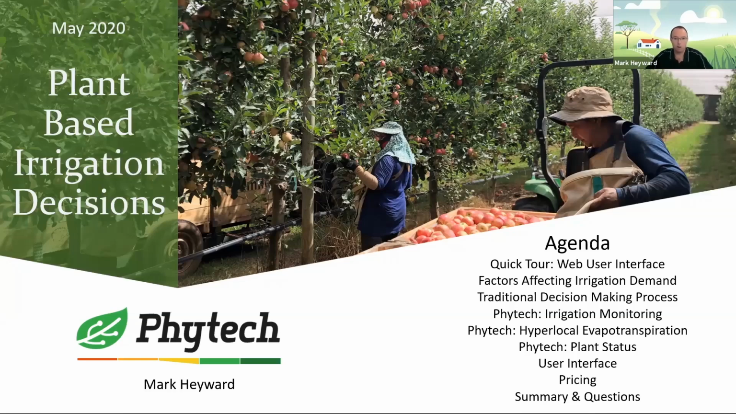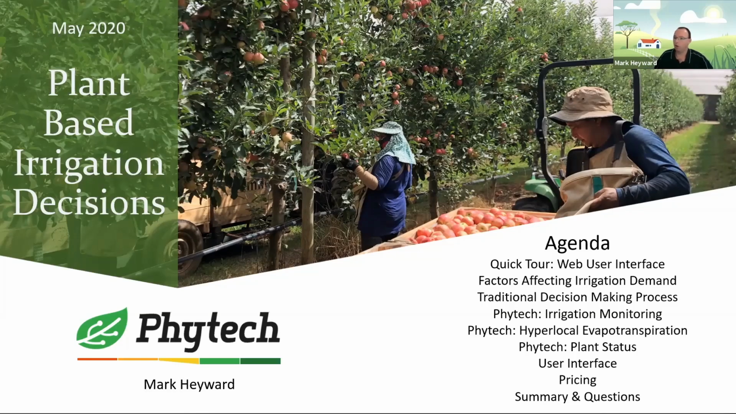Then we'll look at the user interface again, both the web-based version and the phone app version, and then take a look at the indicative pricing for the Australian market for this season. Now, I do know we have some attendees from other places in the world. You will need to contact Phytech in North America if you're joining us from Washington, to get pricing for your region. And then finally, we'll finish with a summary and opportunity to address any questions that arose.